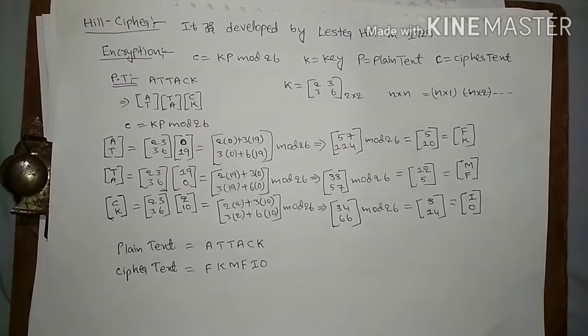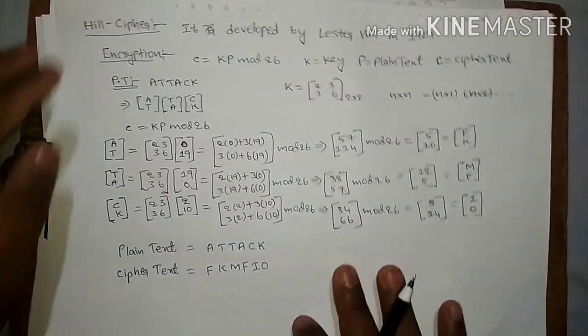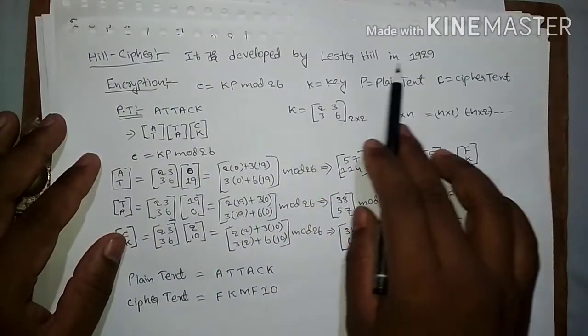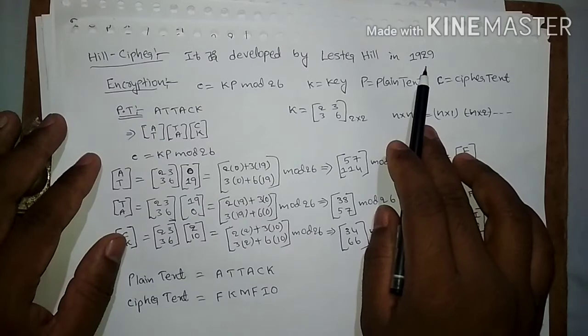Today we are going to discuss the Hill cipher, the 2 by 2 Hill cipher. The Hill cipher was developed by Lester Hill in 1929.